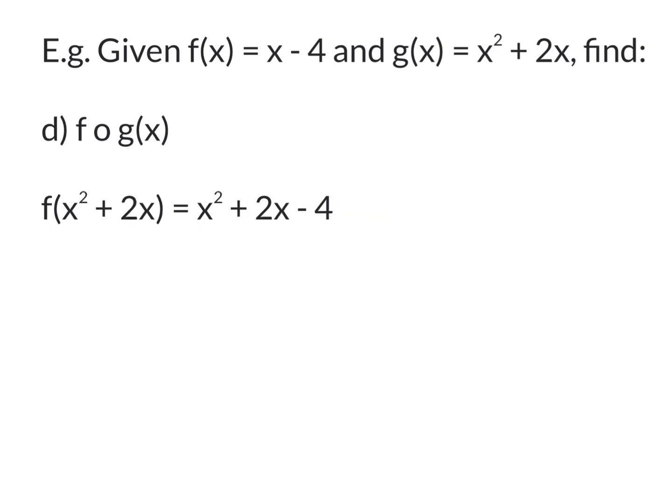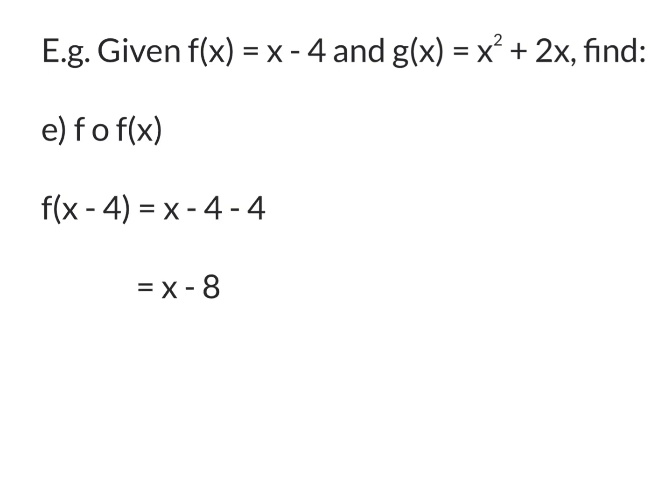So the alternate, subbing g of x into the f function, wherever there's an x, we're going to replace it with x squared plus 2x. So we get x squared plus 2x minus 4. Then f of f of x, so now we're subbing f of x into itself. So we sub the x minus 4 in wherever there is an x in the f function, and we get x minus 4 minus 4, which is x minus 8.